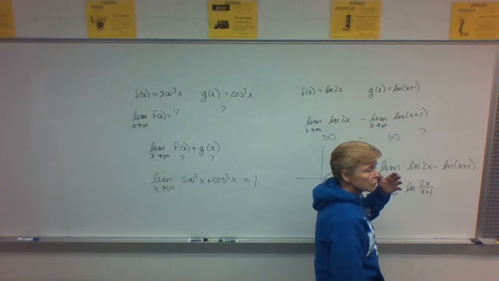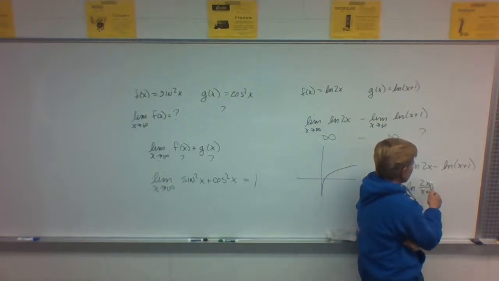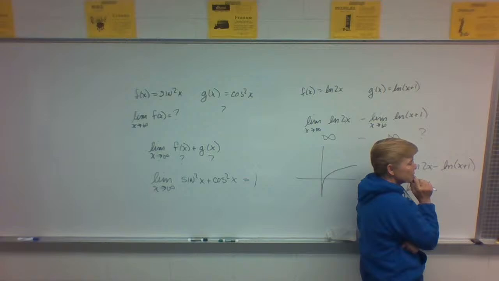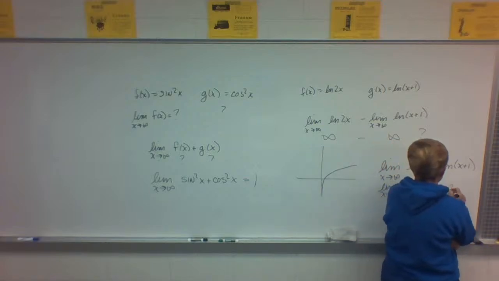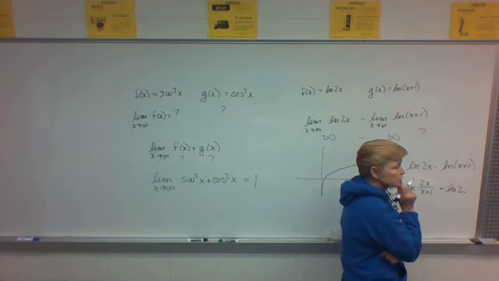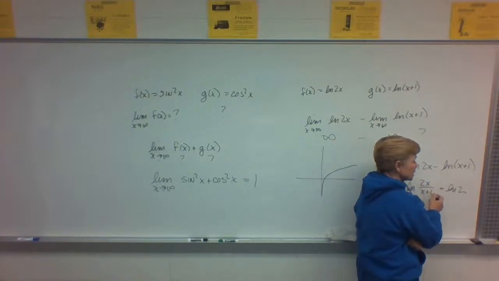Use your imagining skills again. If I put 100,000 in here and 100,000 in here, what's that getting closer to? 2? Do you see that it gets closer to 2? Because this would be 200,000 and this would be virtually 100,000.